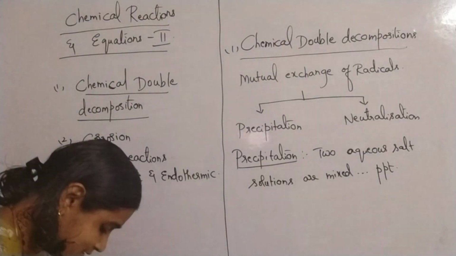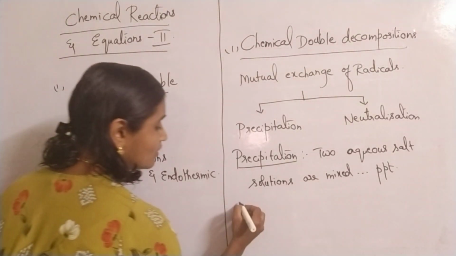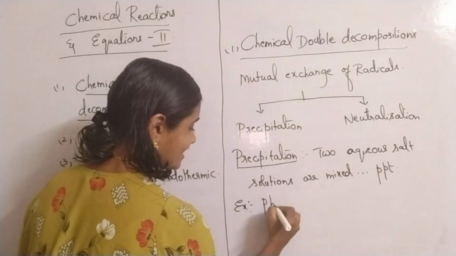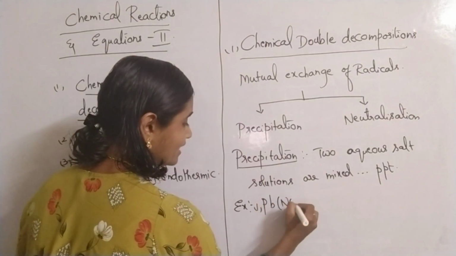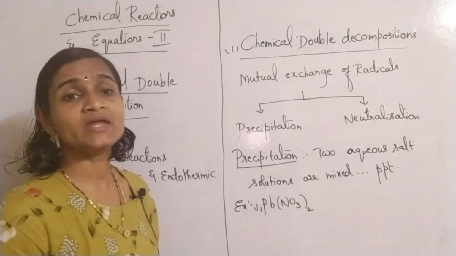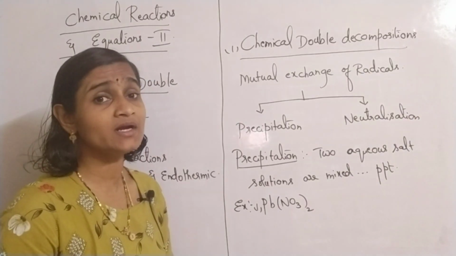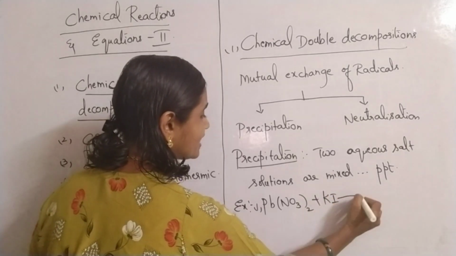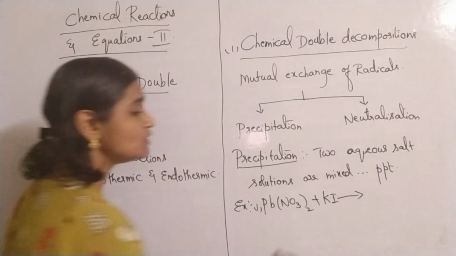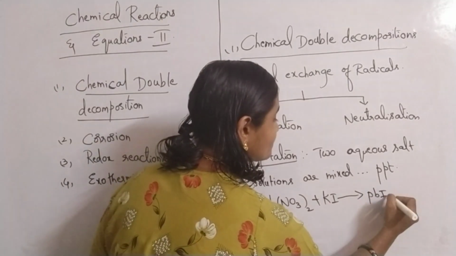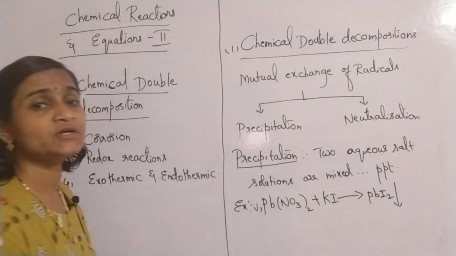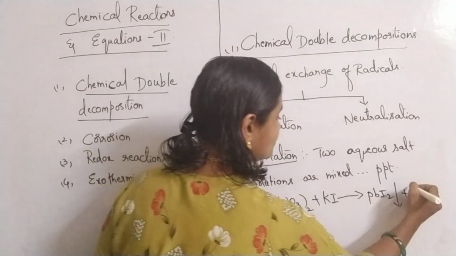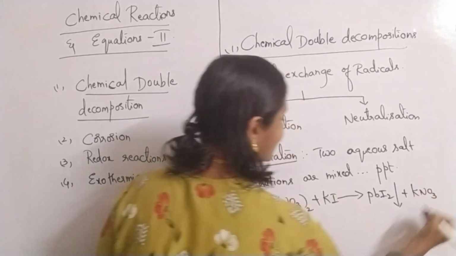Let us learn about certain examples. Example 1: lead nitrate, Pb(NO3)2. When it reacts with potassium iodide, KI, it gives rise to PbI2, which is the precipitate formed in this reaction, and along with that you also get KNO3.